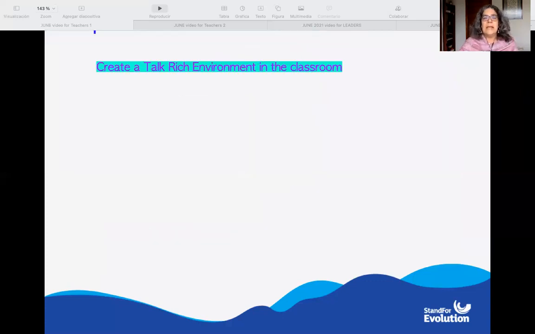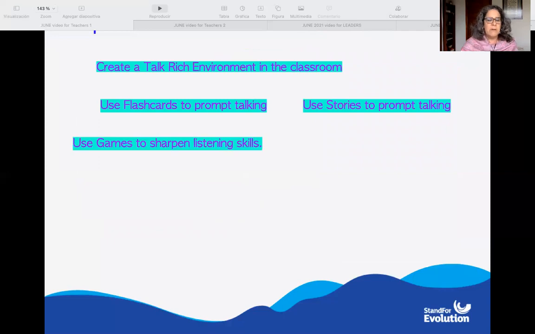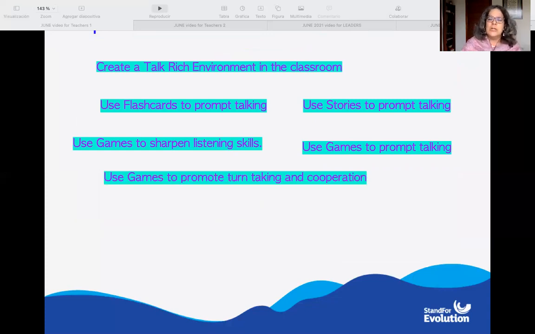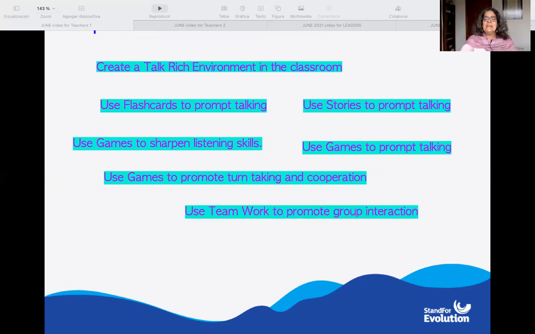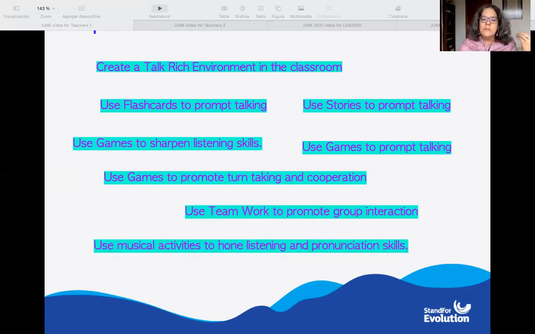To promote oracy skills development, it's very important that you create a talk-rich environment. You use flashcards or stories or games in order to prompt talking and invite them to speak. But if the classroom doesn't have a safe atmosphere where the children know they can make a mistake and nothing happens, they are not going to do it. So be careful that your classroom is an inviting classroom for children to take risks, the risk of talking. So promote teamwork and use musical activities to hone listening and pronunciation skills.